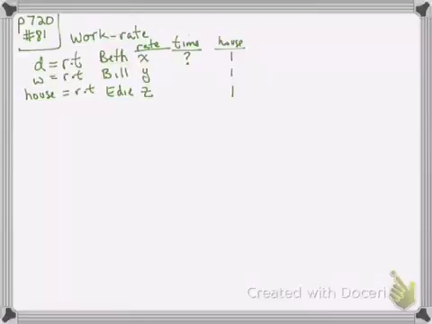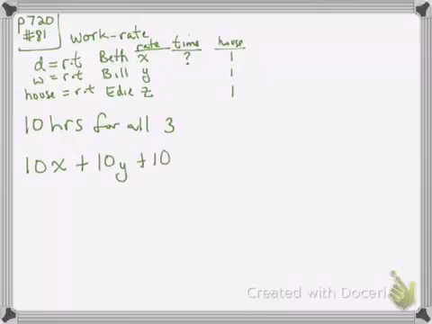Following along, it says it takes 10 hours for all three of them. So Beth will work 10 hours times her rate, plus Bill working 10 hours times his rate, plus Edie 10 hours times her rate. And they're going to complete one whole house that way. When you do it this way, you don't have to worry about fractions as much. There's another way, but I'm not going to get into that because I think that might be too confusing.